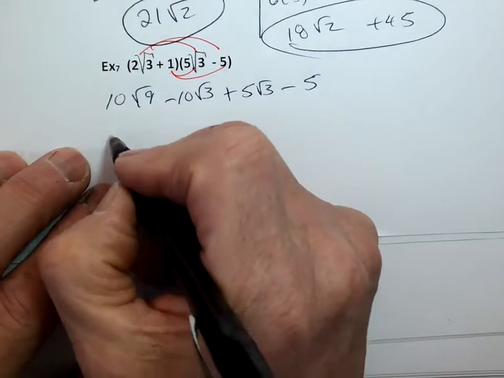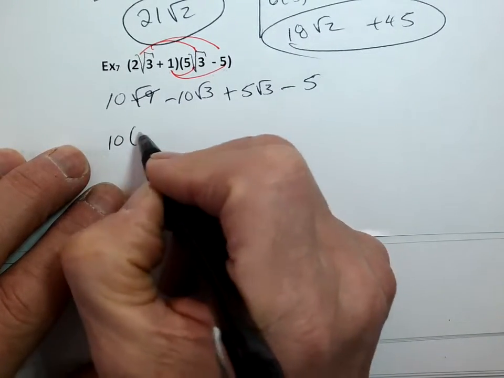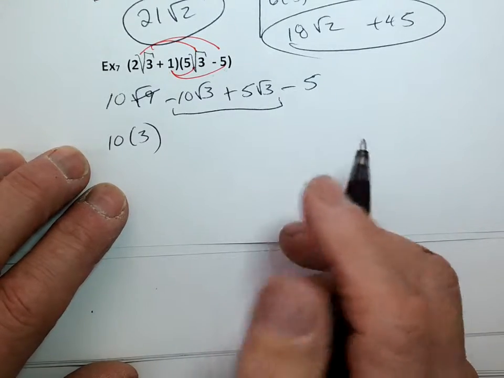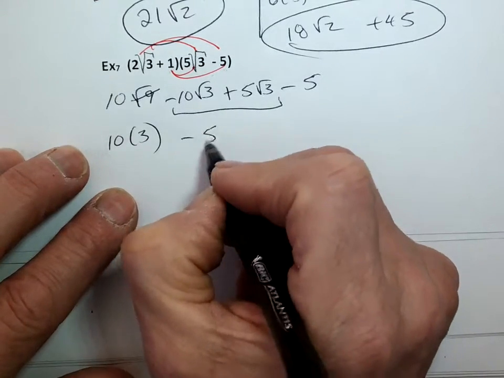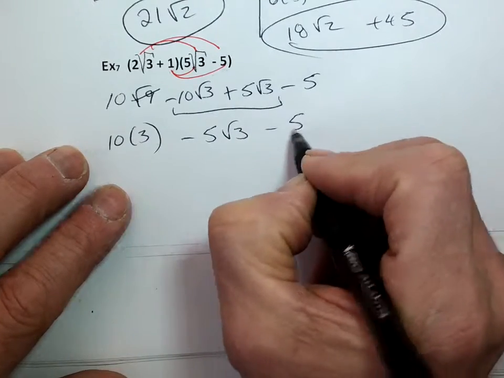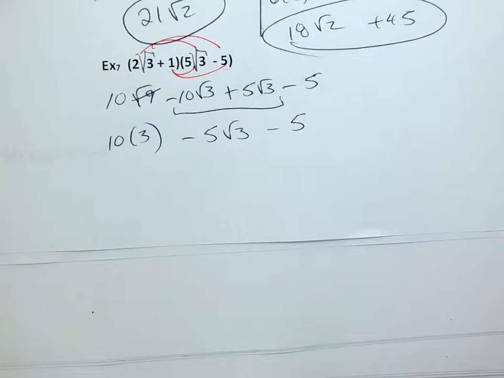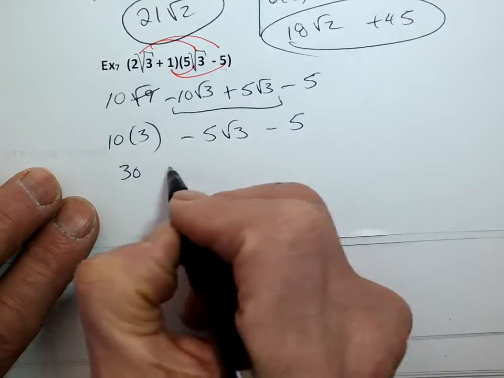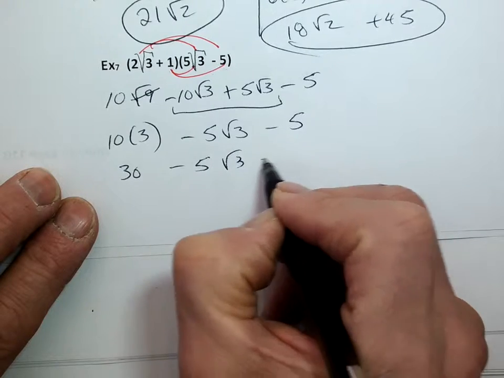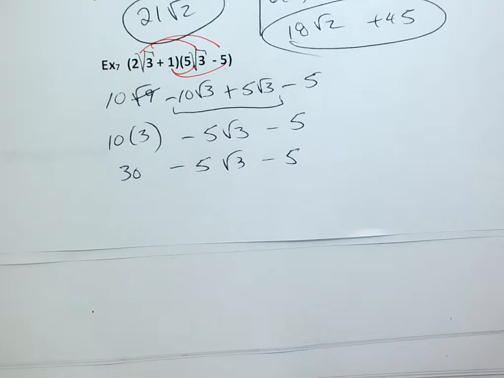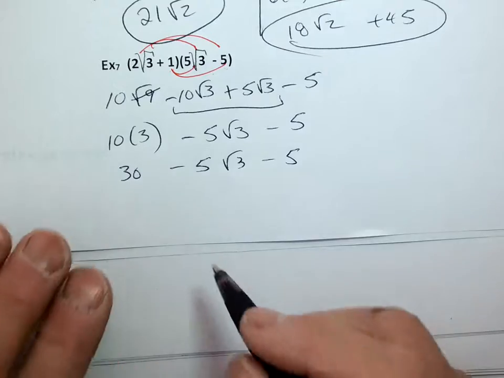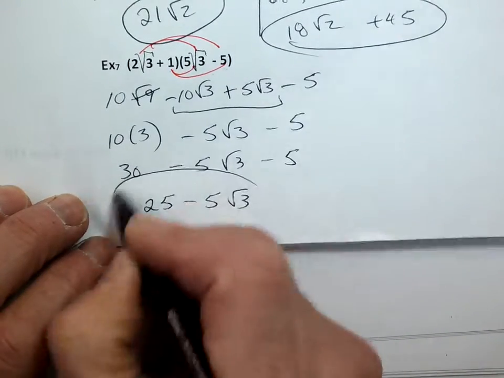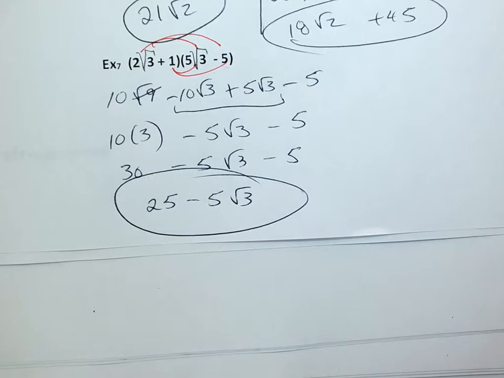So, 10 square root of 9 is 3, right? These two are the same, so we can add them, right? Minus 5 square root of 3 minus 5. I'm still not done, though. Because I've got a 30 minus 5 square root of 3 minus 5, right? I'm still not done, but I'm almost. So now I'll have a 25 minus 5 square root of 3. Boom.